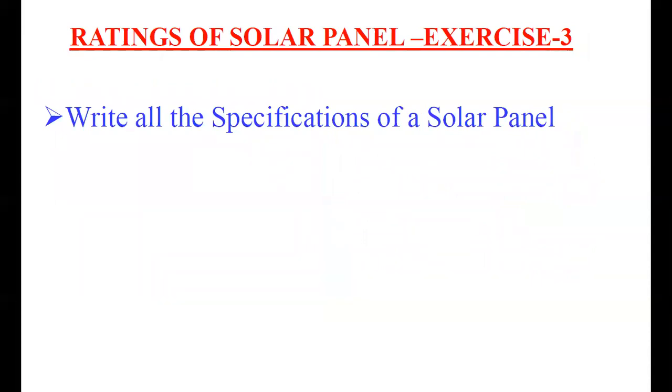So there is one exercise. I will give you one exercise. You can go nearby your house and find a solar panel, either a big panel or a small panel. Then write all the specifications of the solar panel. What electrical ratings are written on the nameplate, write them on paper. What is the maximum power? What is the maximum voltage? Maximum current? Write what specifications are there on the solar panel and analyze.